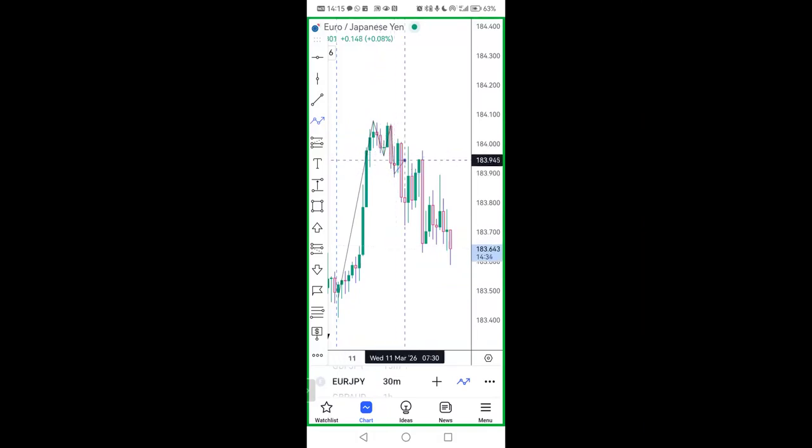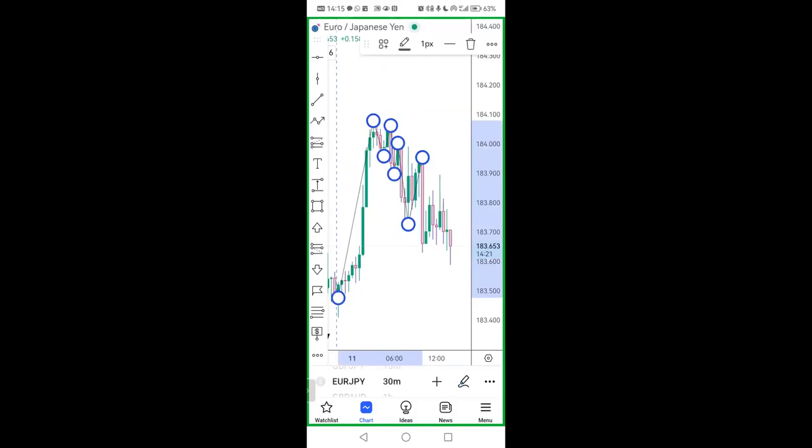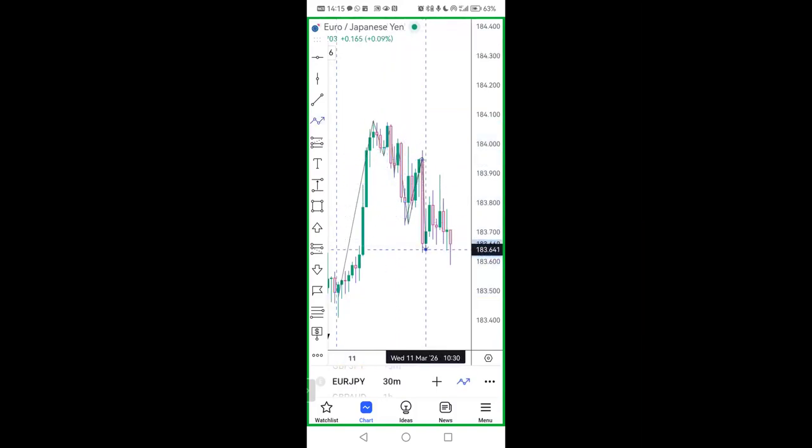So on a pullback, you get your entry, first entry, you enter, right? So in case you miss this first entry, you see it pulls back again. And then you get your entry there. You get your entry right there. And then what the price from there, it then comes back down.